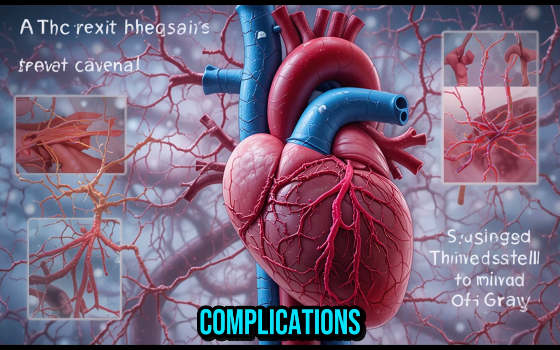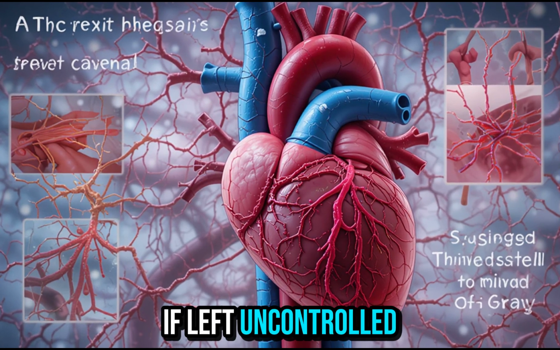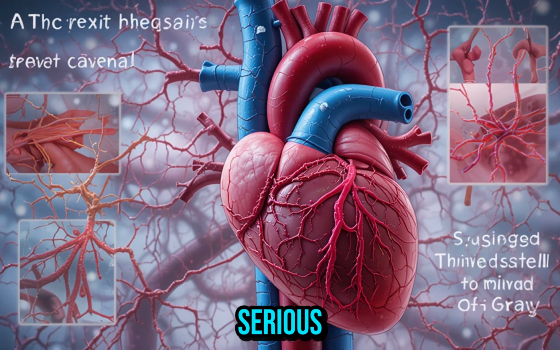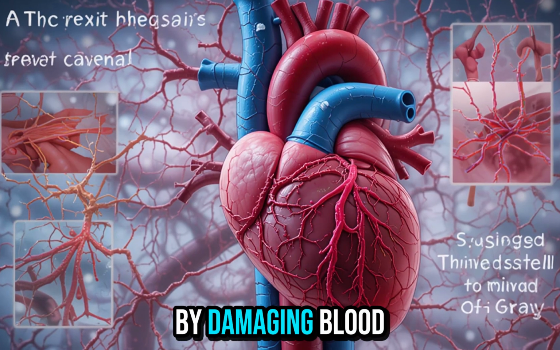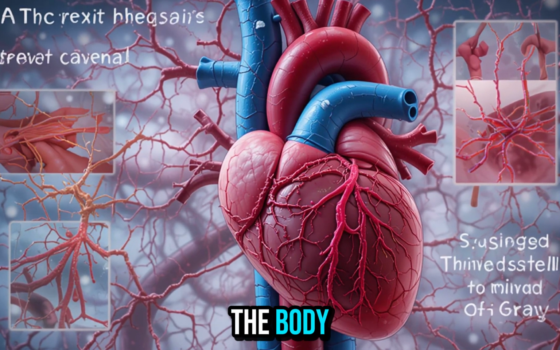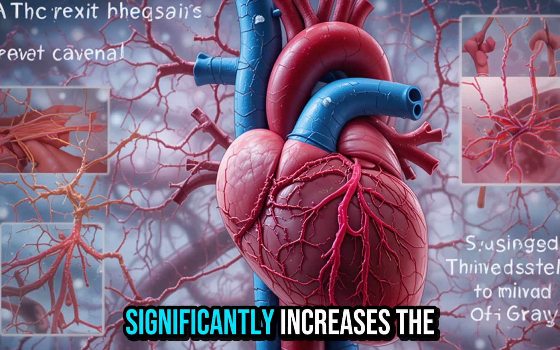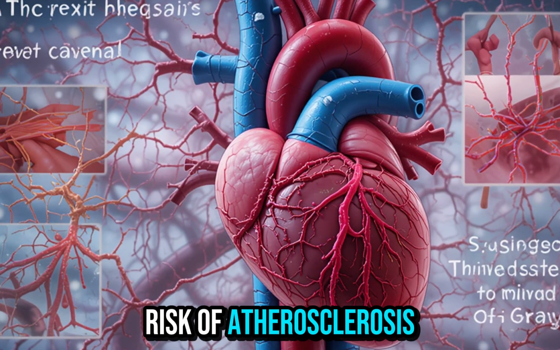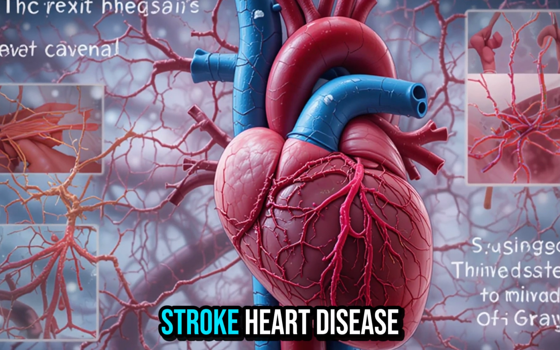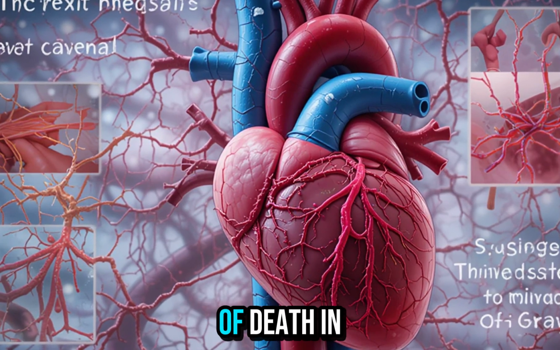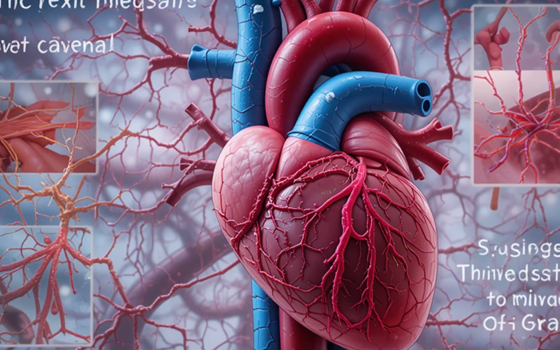6. Long-term complications. If left uncontrolled, chronically high blood sugar can cause serious long-term complications by damaging blood vessels and nerves throughout the body. Cardiovascular disease. Diabetes significantly increases the risk of atherosclerosis, heart attack, and stroke.